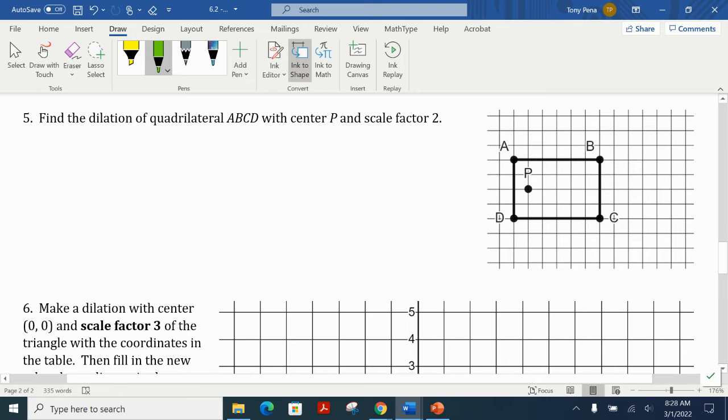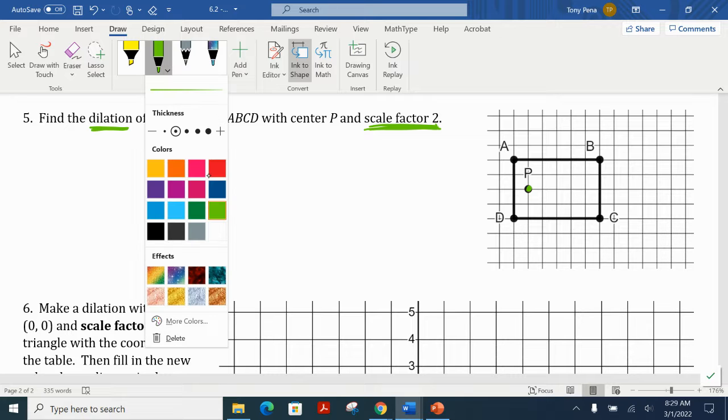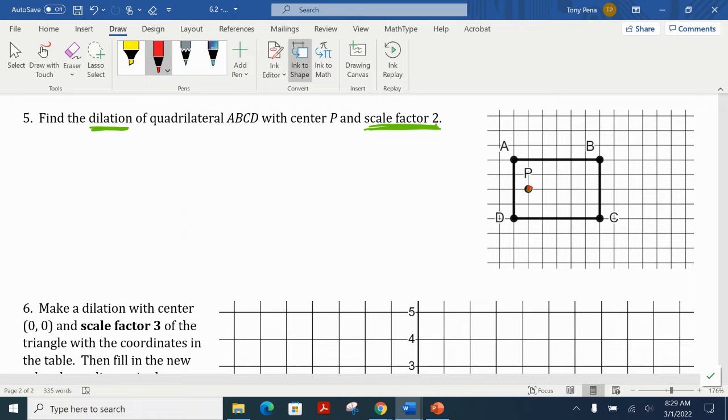And it says, find the dilation of quadrilateral ABCD. So that's the one that we are given. Your center is point P, and we want to dilate that original quadrilateral so that we have a scale factor of 2. All right. So again, now we have to start from this point right here. Whatever you're told the center is, that's where you're going to count.